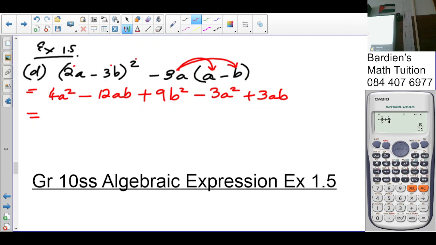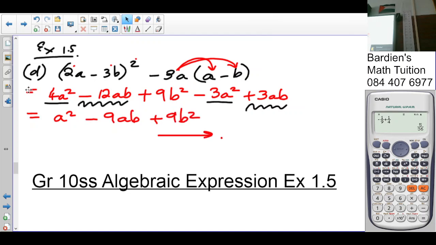So what am I going to do now? Like terms. So 4a squared is a like term to negative 3a squared. Negative 12ab is a like term to 3ab. And 9b squared is on its own. So 4a squared minus 3a squared is a squared. Negative 12ab plus 3ab, negative 9ab. And then plus 9b squared. Okay. You all understand?